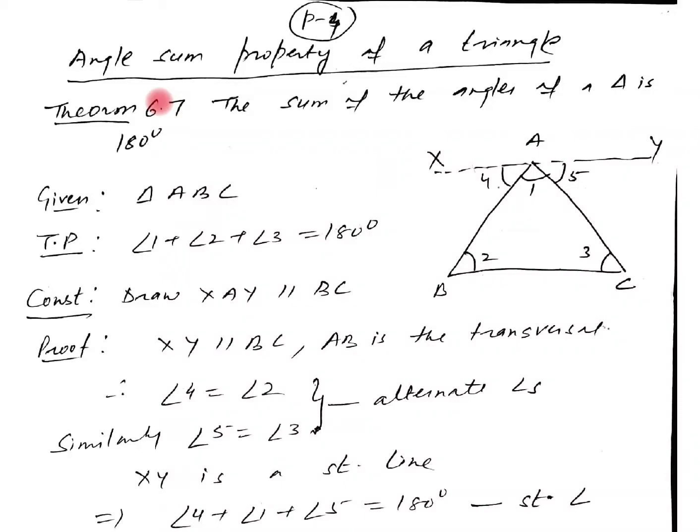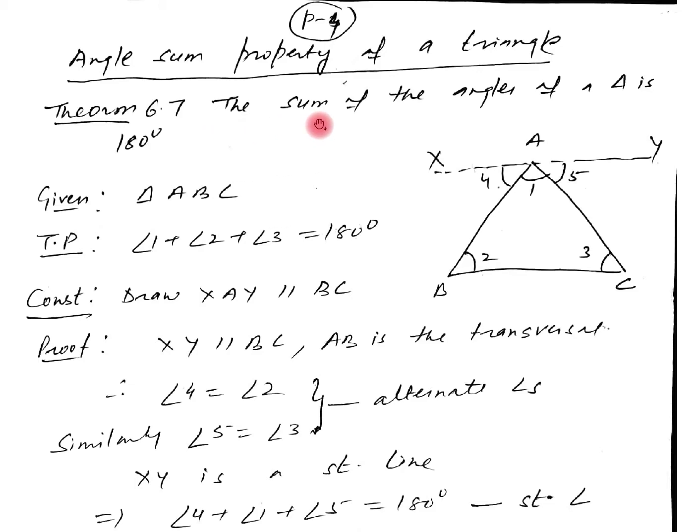Good morning, students. Today I am going to explain a very important theorem of mathematics. From the fifth class, we have been studying that the sum of the angles of a triangle is 180 degrees. Up to now, we have only been using the result. Today I am going to explain the geometrical proof of the theorem.